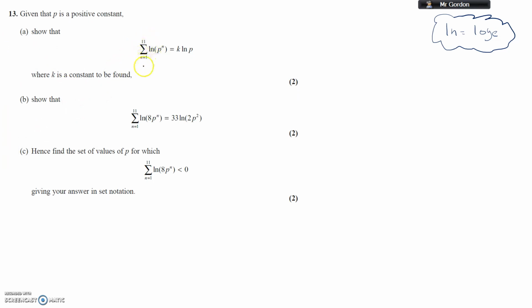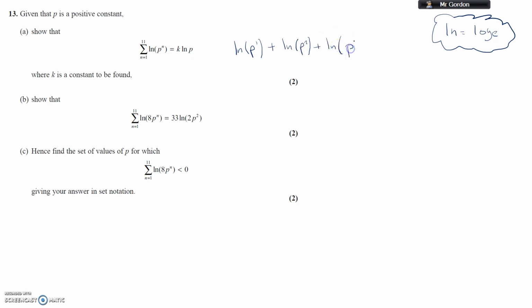So we're going to put the values of 1 through 11 into this sequence sort of generator and see what terms we get out, and then we're just going to add them all up. That is basically it. So we're going to start off by putting in 1 where n is. So n is 1. So we're going to get ln p to the 1. Plus, because we're adding it all up, put 2 in: ln p squared. And then just carry on all the way through to 11.